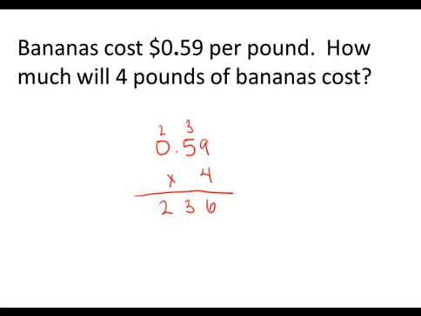Since 59 cents had 2 digits to the right of the decimal point, our answer will have 2 digits to the right of the decimal point. 4 pounds of bananas will cost $2.36.